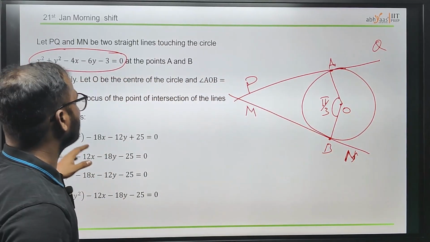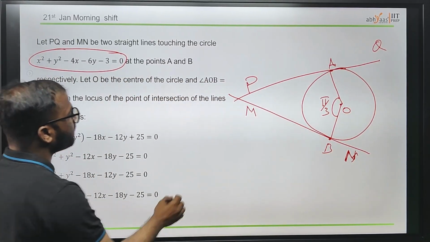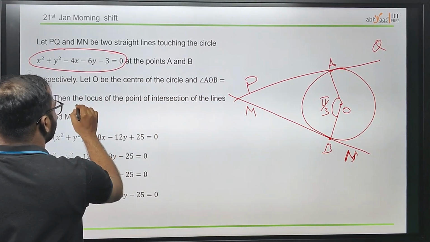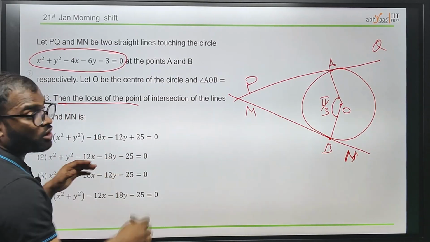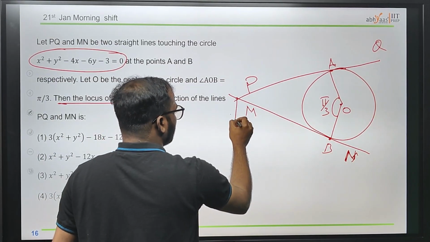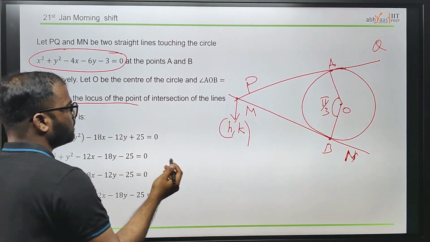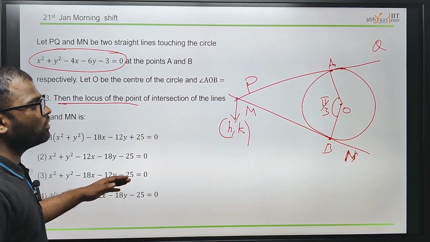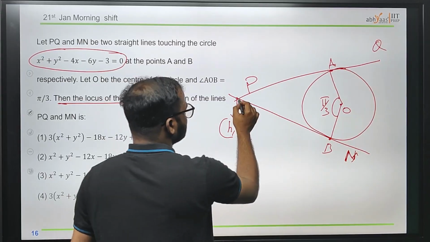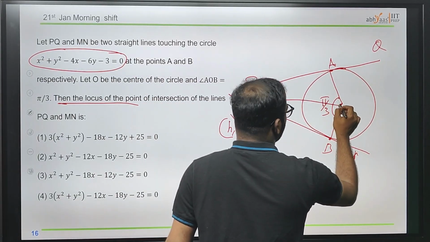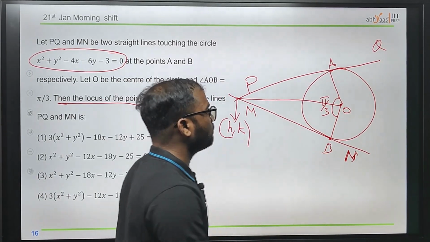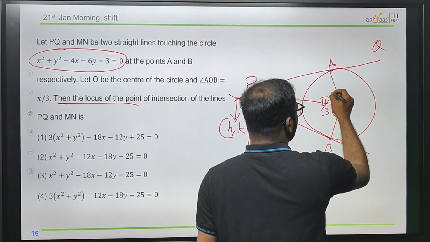Since we have pi by 3 here, ultimately we need to find the locus of this point of intersection. Say it is h comma k, which we have to find. To find this, draw a line from here to here. If we bisect that angle, half of this pi by 3 will be pi by 6.